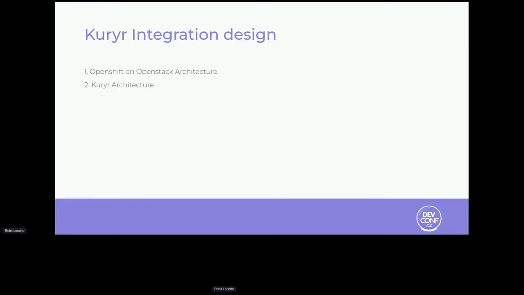Now here comes the main part where we'll see how the Kuryr integration is made with OpenShift and OpenStack. So Kuryr and OpenShift Container Platform integration is primarily designed for OpenShift Container Platform clusters which are running on OpenStack VMs. So first, we need to understand what the OpenShift and OpenStack architecture looks like, and then we'll see the Kuryr architecture.